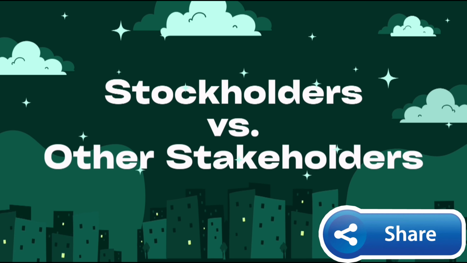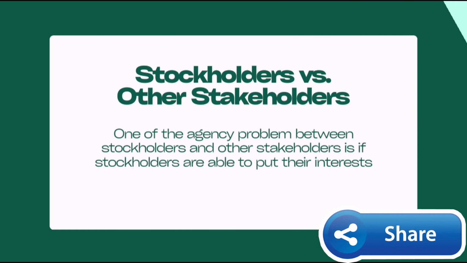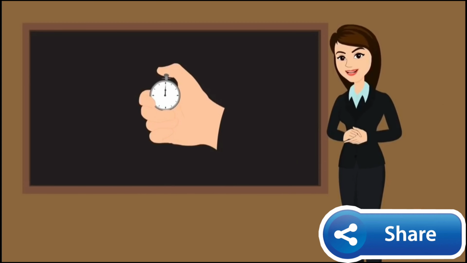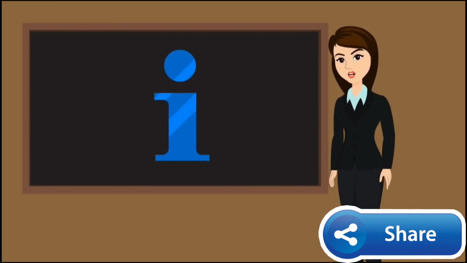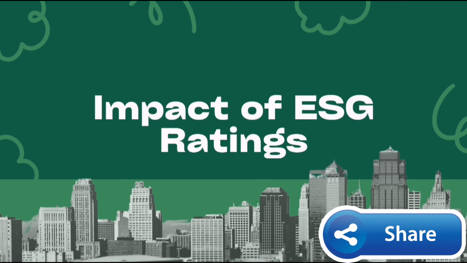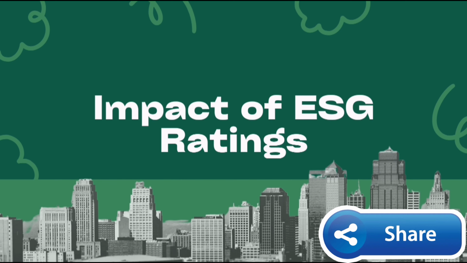The next is stockholders versus other stakeholders. One of the agency problems between stockholders and other stakeholders is when stockholders are able to put their interests ahead of those of other stakeholders in a corporate environment. The last slide of this topic will discuss the impact of ESG ratings.